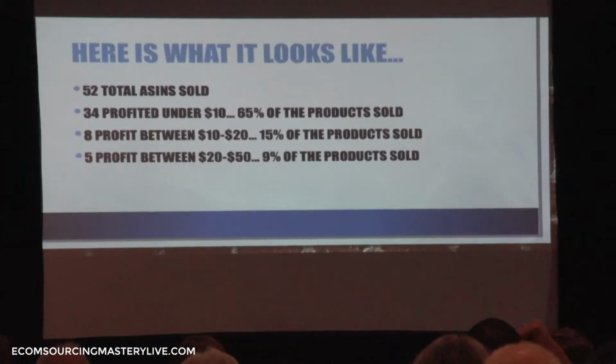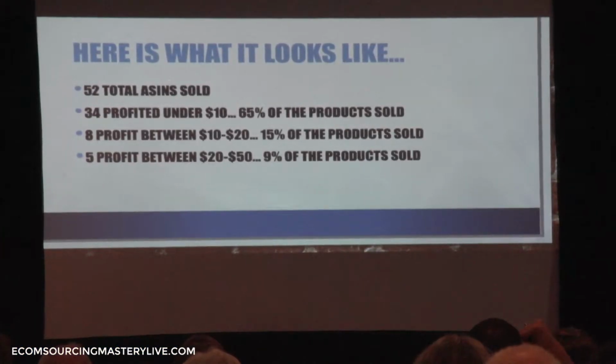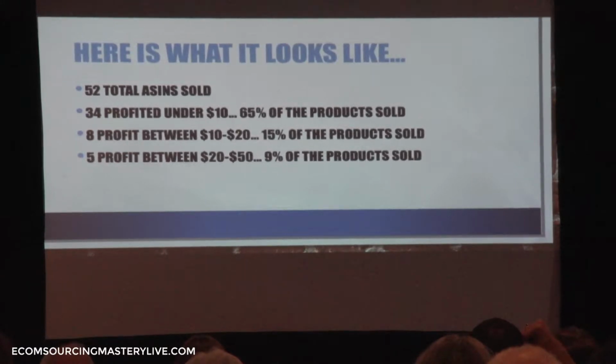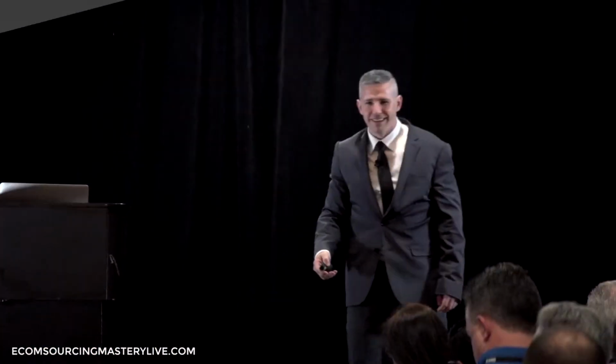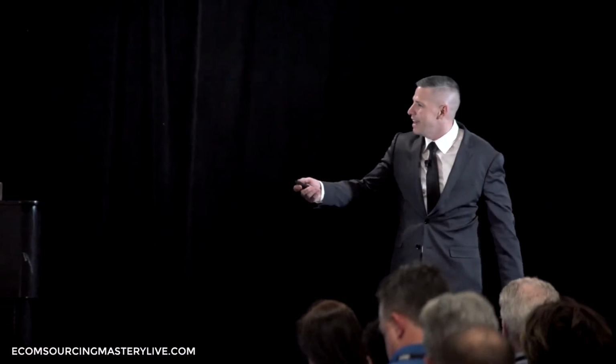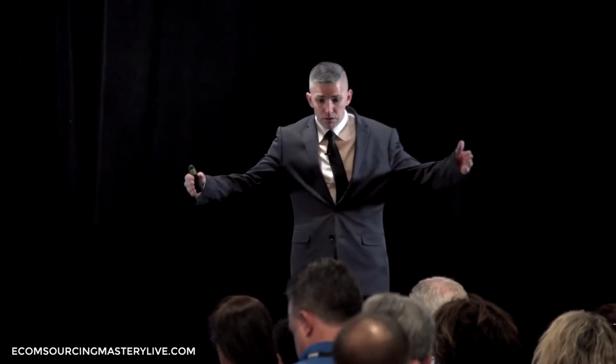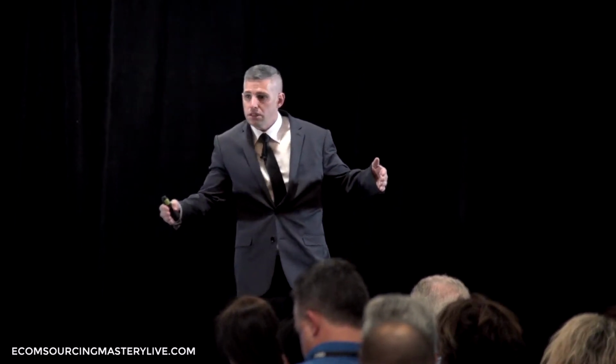But if you continuously source, this is the key. If you continuously source, out of these 52, you're going to build up to 520 ASINs that are selling over a course of a couple days. You're going to have 340 products that are bringing in $10. You're going to have 80 that are profiting you $10 to $20. But those products right there are the ones that are going to make up your consistent revenue streams.